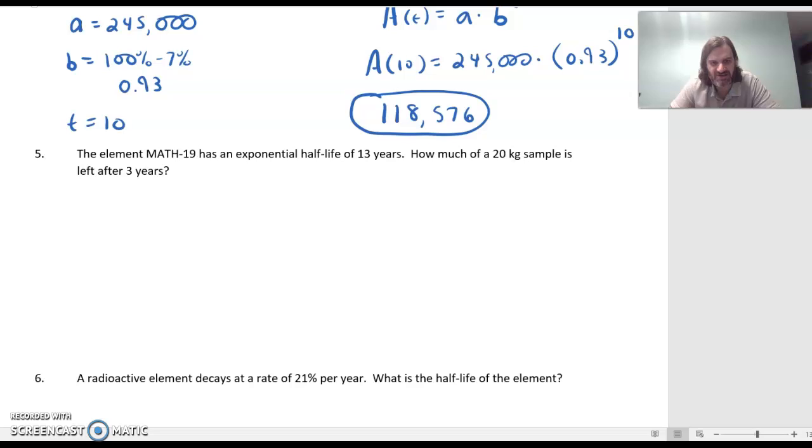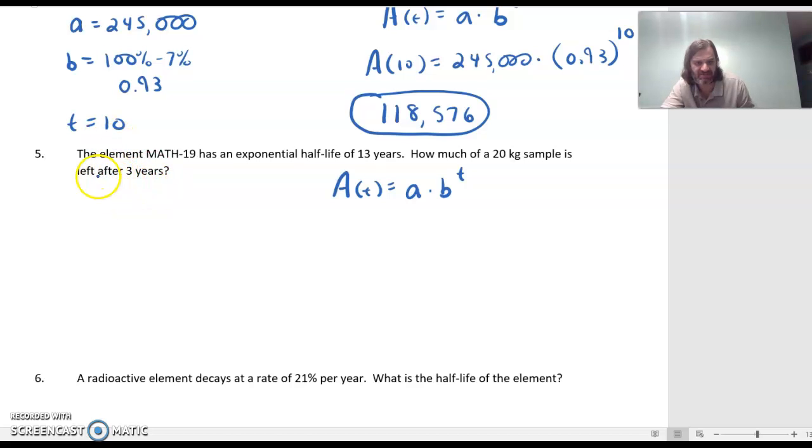The element math 19 has an exponential half-life of 13 years. How much of a 20 kilogram sample is left after 3 years? So again, with the growth decay formula, A of t equals A times b to the t. We have that the half-life is 13 years, but we don't have an actual rate here. So we need to find that rate.